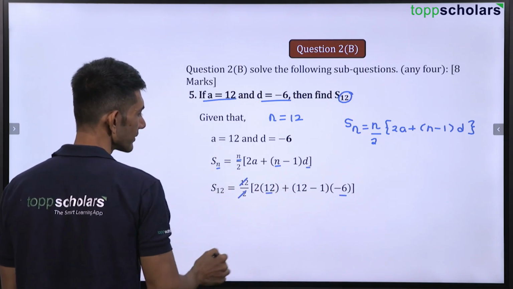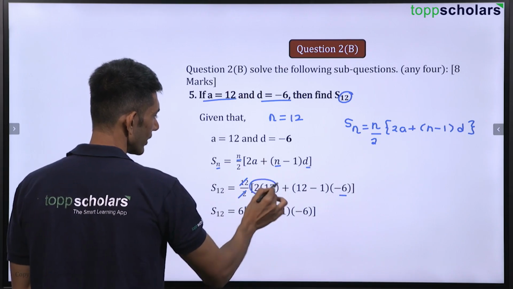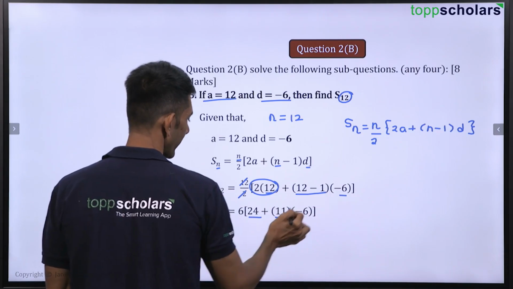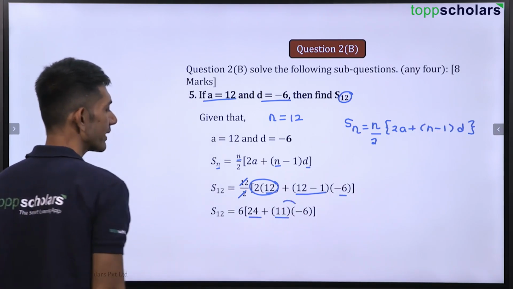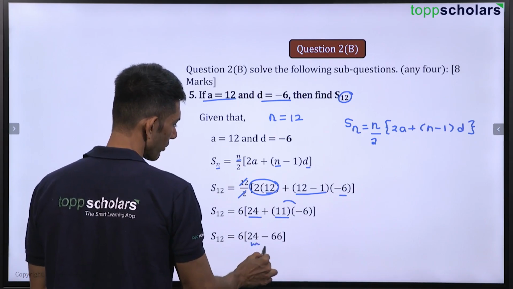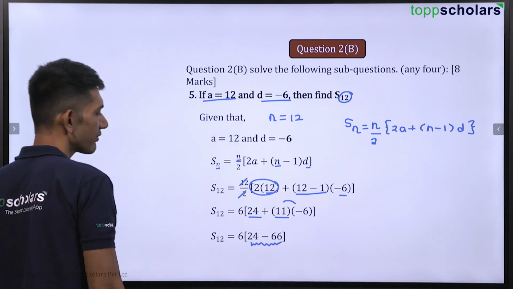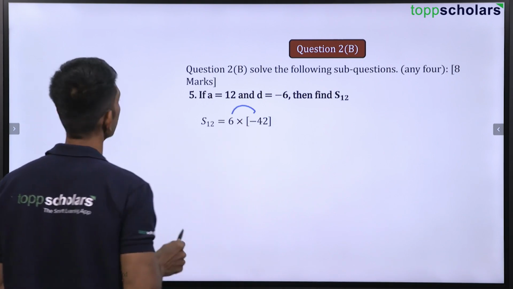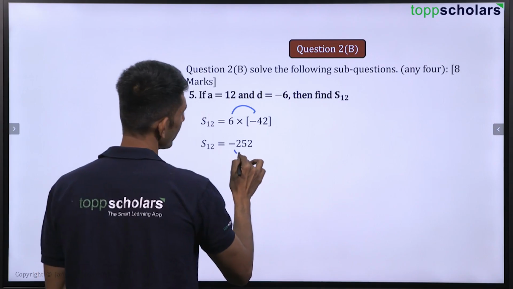So this becomes 6 into (12 into 24 minus 1 is 11). This is minus 6. 11 into minus 6 is minus 66. So 6 into 24 minus 66, that is minus 42. So 6 into minus 42 is ultimately going to give you minus 252.